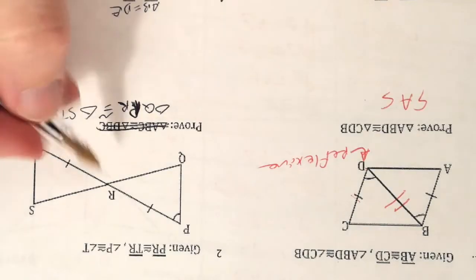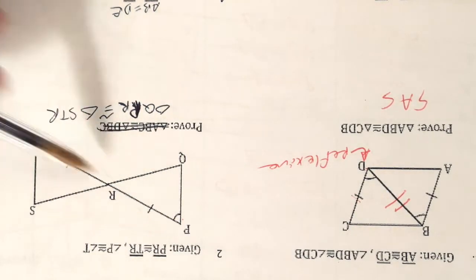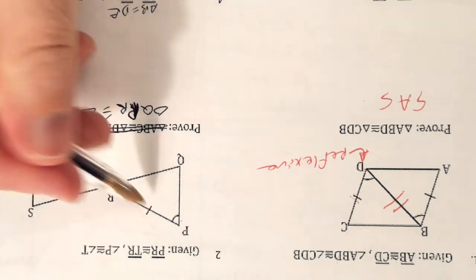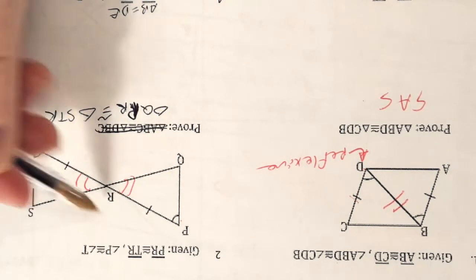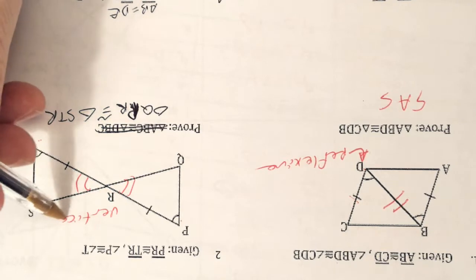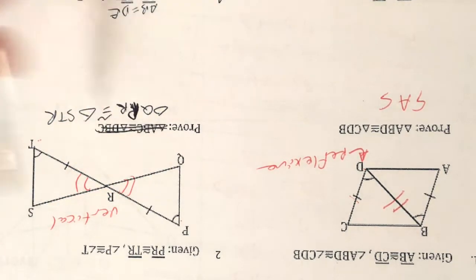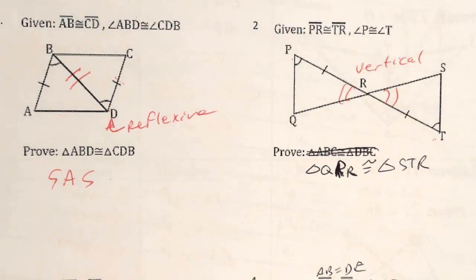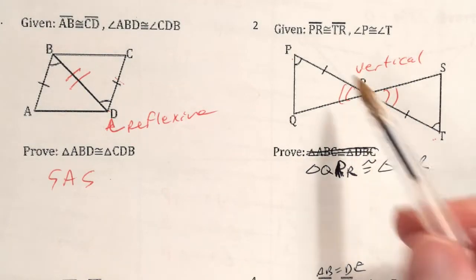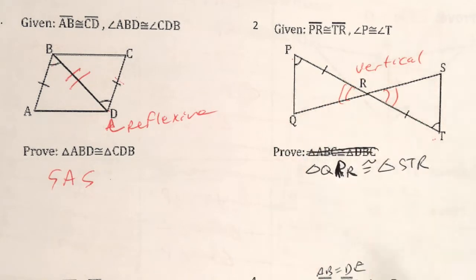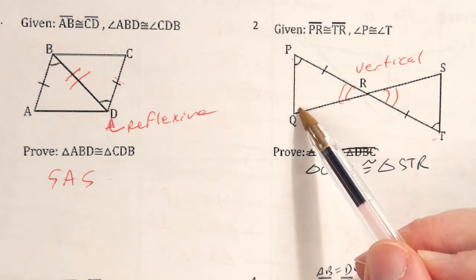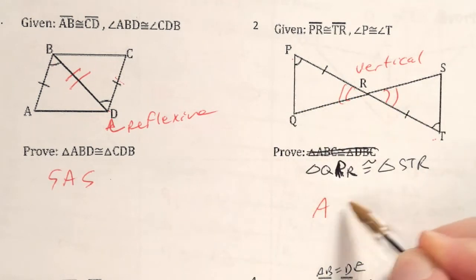Okay, number 2. We have these two angles equal and these two sides equal. I need something else. Ooh, vertical angles. So vertical is the thing I used. If you travel around the triangle, what do you have more of, angles or sides? Angles. So go to the third angle, go in a circle. We get angle, side, angle.